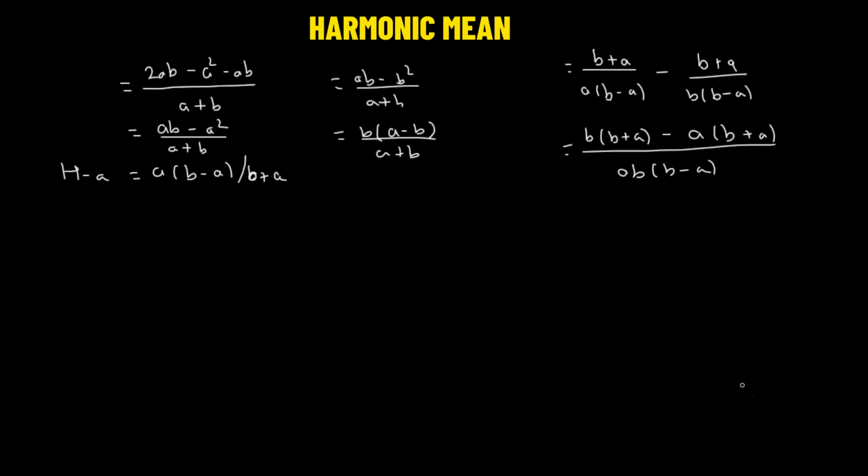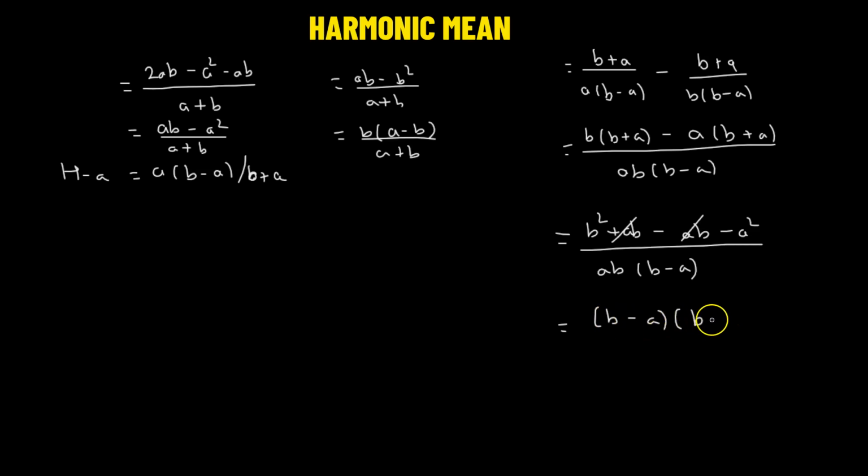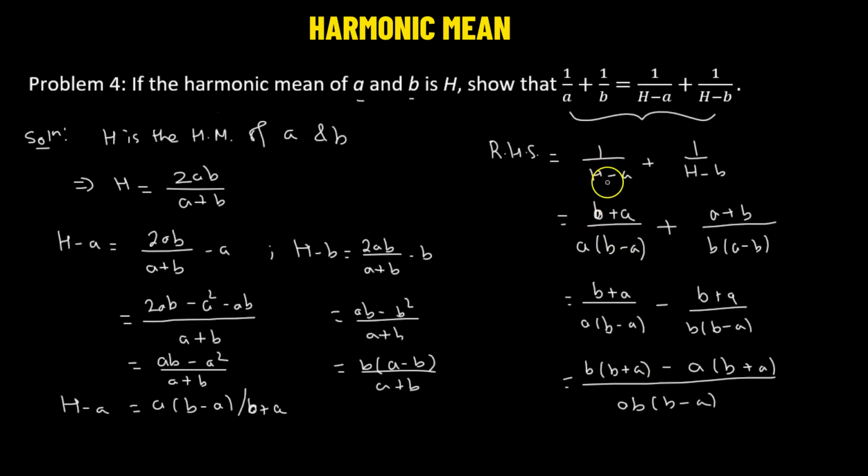Fine, let's further simplify. We will get b squared plus ab minus ab minus a squared, divided by ab times b minus a. The plus ab and negative ab cancel out. We have b squared minus a squared. That's the difference of two squares, which is simply the product of b minus a and b plus a, divided by ab multiplied by b minus a. Now we can factor out b minus a from the numerator and the denominator, which leaves us with b plus a divided by ab.